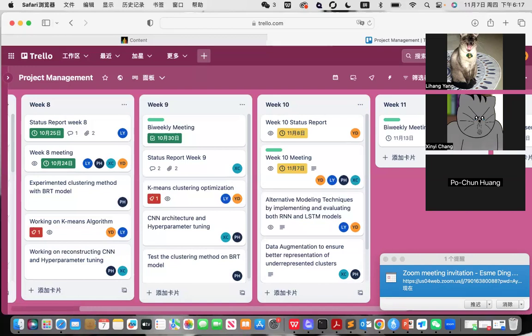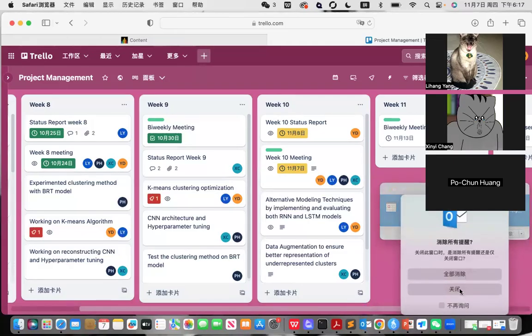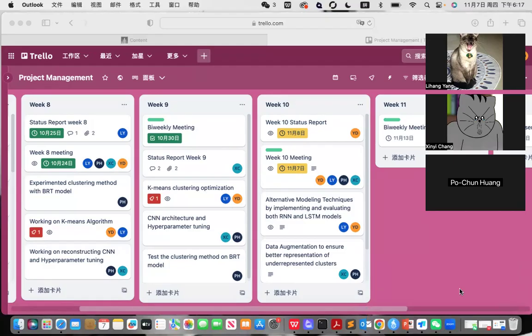Casper, can you share your parts? Okay. I thought I'd be going last. Oh yes. Probably we go with Xinyi first.